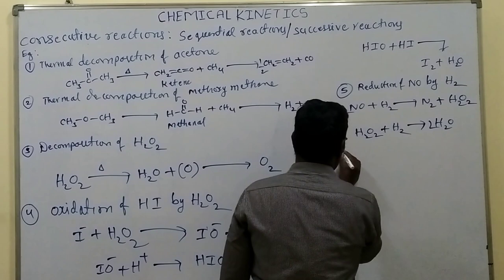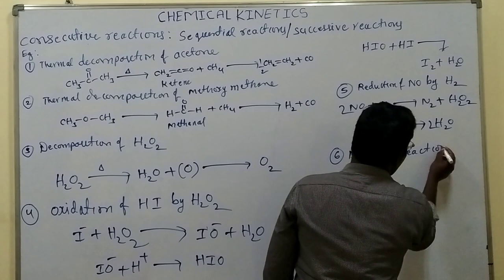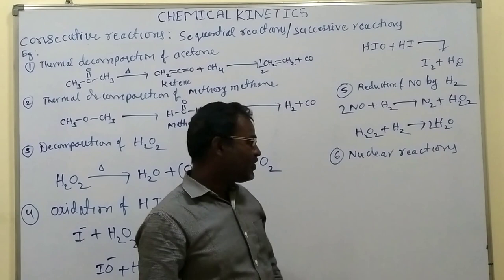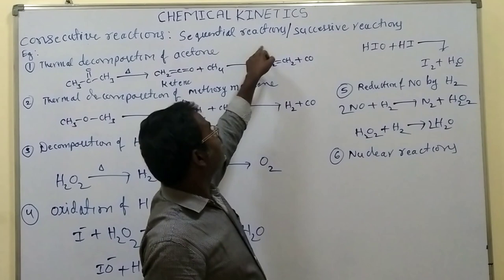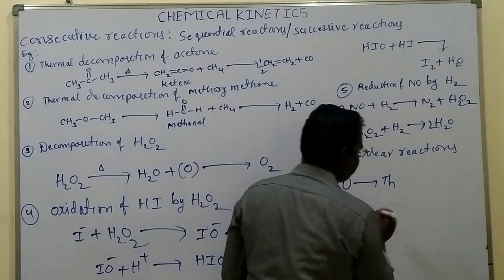Next one is nuclear reactions or radioactive decay. There we have two types of reactions. One is nuclear fission, another one is nuclear fusion. If you take nuclear fission, it is the best example for the consecutive or sequential reaction. For instance, let us take uranium. On decomposition we can get thorium.